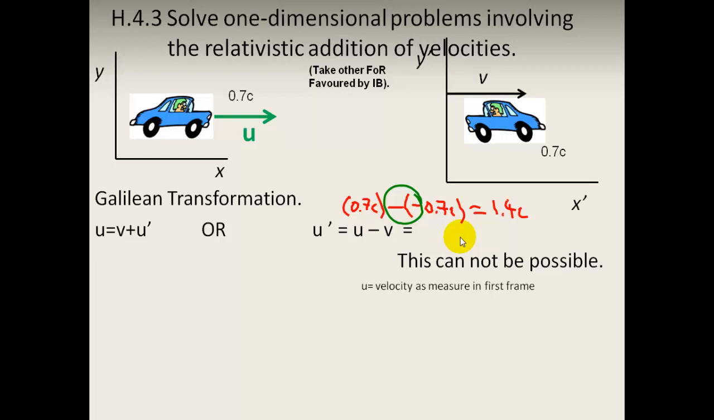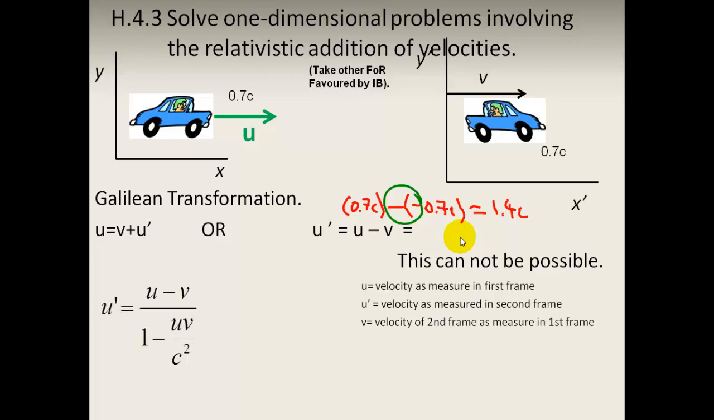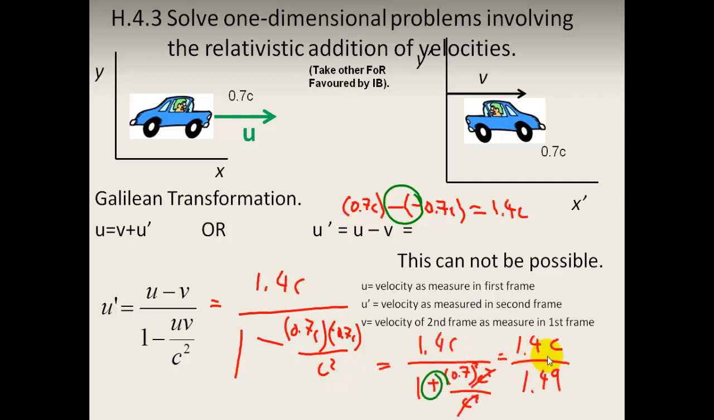So u is the velocity as measured in the first frame of reference. U prime is the velocity of our car as measured in the second frame of reference. V is the velocity of the second frame of reference as measured from the first frame of reference. And this is the equation that we need to use. So we do u minus v, which we've already calculated to be 1.4c, divided by 1 minus u times v. Remember, u is plus 0.7c, v is negative 0.7c, divided by c squared, and we end up with a value of 1.4c divided by 1.49. So it ends up being almost the speed of light, but not greater than.